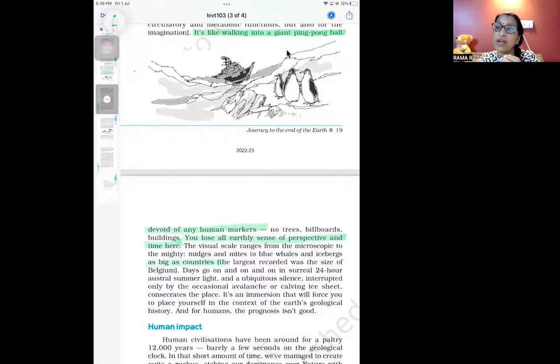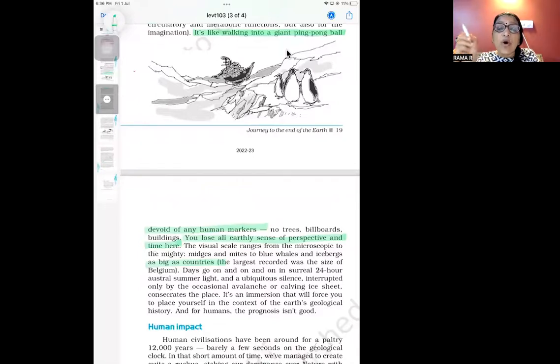You may be even asked to identify the poetic device or what you call as device. का नाम क्या है? Literary device. अरे वहाँ आप छोटे छोटे midges and mites, the small insects, blue whales, icebergs जो कि कंट्री के जितने बड़े हैं. The largest recorded is size of Belgium. सोचो, बेल्जियम हरियाणा से भी बड़ा.